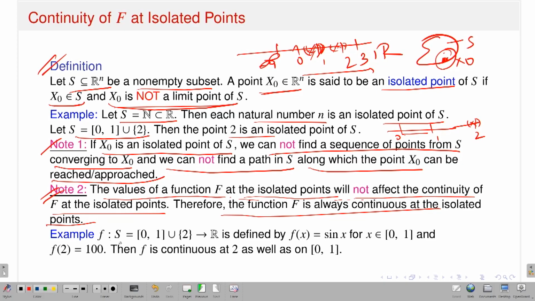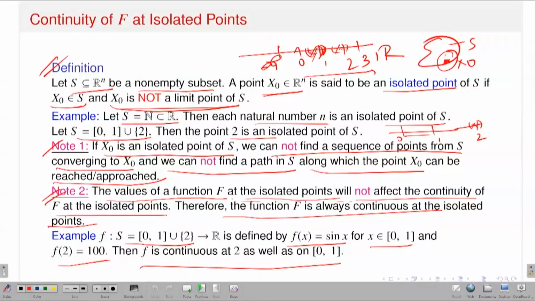Example: if I have a function on S, the closed interval [0,1] together with the point 2, then 2 is an isolated point. Let us define f(x) = sin x for x from 0 to 1, and define f(2) = 100. Then f is continuous at 2 as well, because you cannot have any sequence from the set S which converges to 2 except the constant sequence at 2, and the value of the function at 2 is defined. Therefore my function is continuous. Okay, so I think I should stop here.